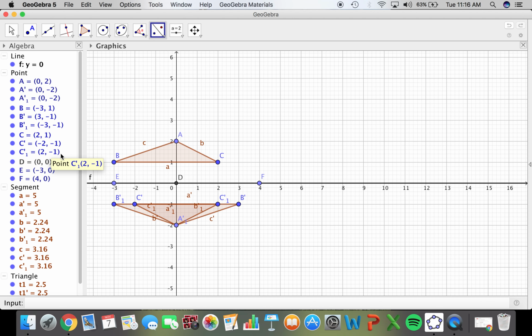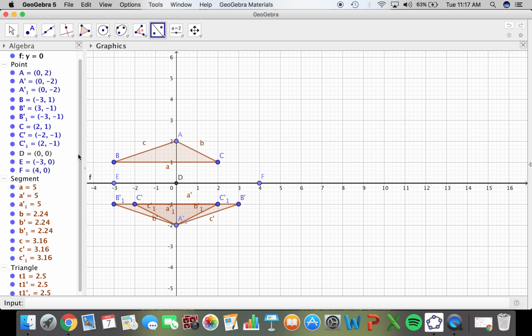So we can see that this rotation of 180 degrees around point D and the reflection across the x-axis does not produce the same triangle. However, all three triangles are congruent because their segment lengths are all the same and the area is the same. So let's try rotating 90 degrees or 270 degrees and see if that matches up with our reflection across the x-axis.